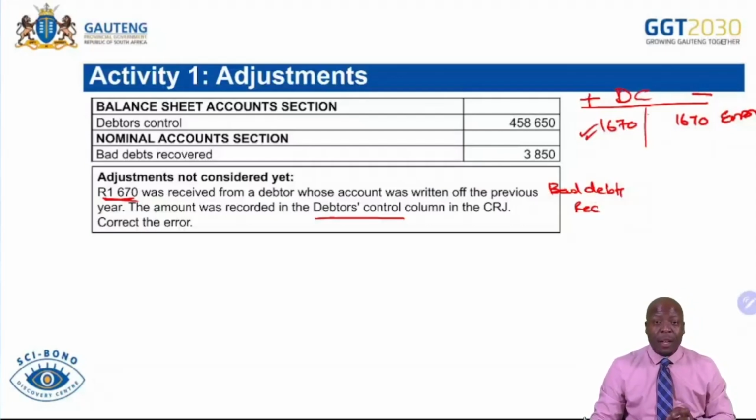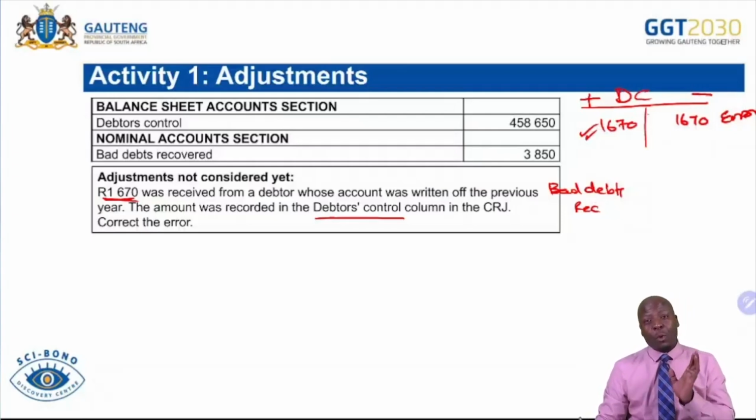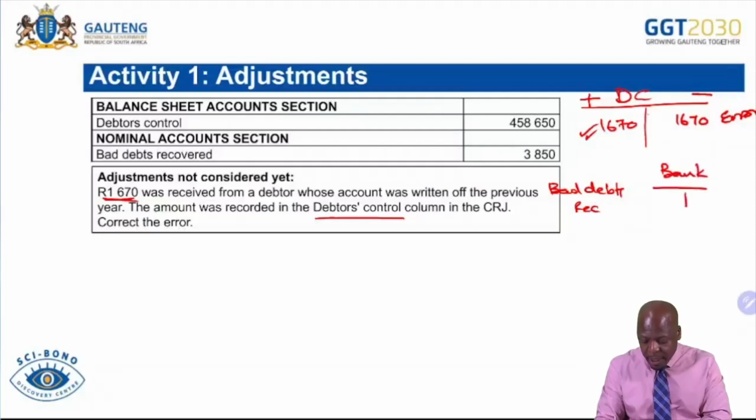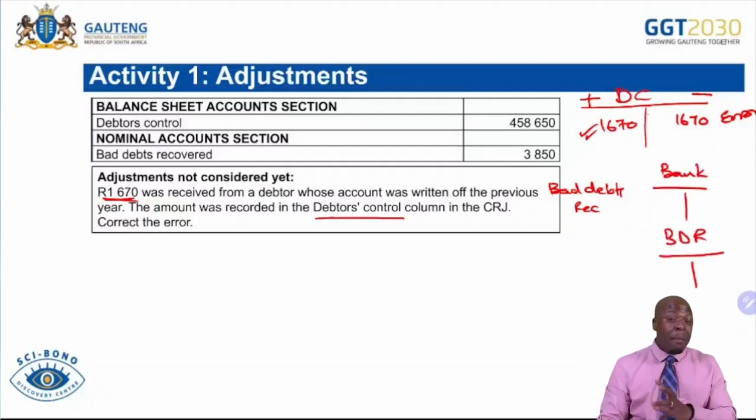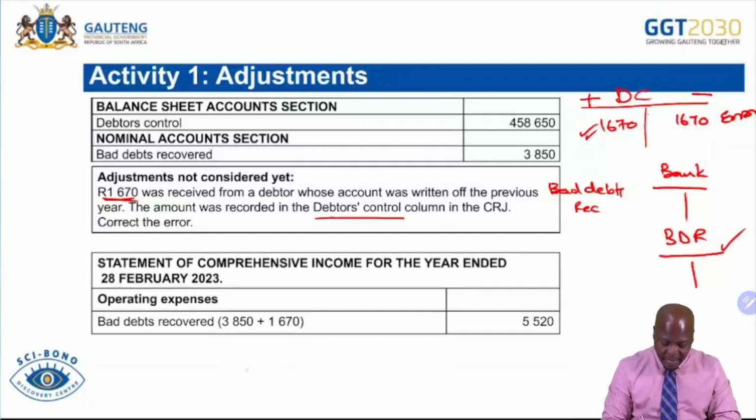And you then know that once an amount is received from an account that was previously written off, it affects only two accounts. There is your bank and your bad debts recovered. All right. So remember, we're preparing a statement of comprehensive income. So we're going to have the bad debts recovered. Okay. So here's our bad debts recovered.